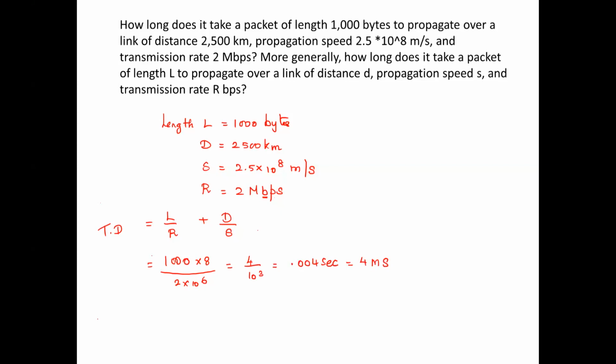Okay, this is L by R. Now find out the D by S. What is the distance? 2500 kilometers. So 10 power 3 kilometers is 10 power 3. And then speed is 2.5 into 10 power 8 meters per second. Okay, so what is the answer you will get? Yes, you will get 1 by 100, which is equal to 10 milliseconds.